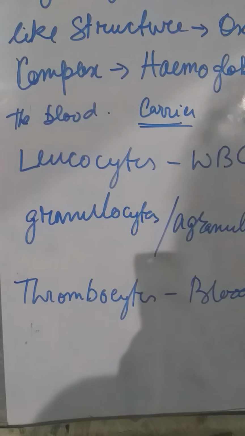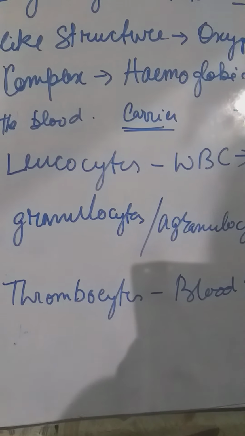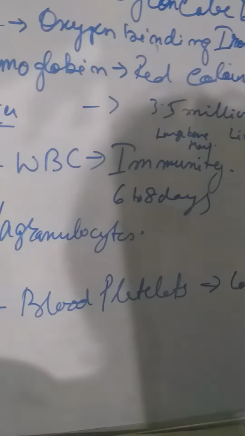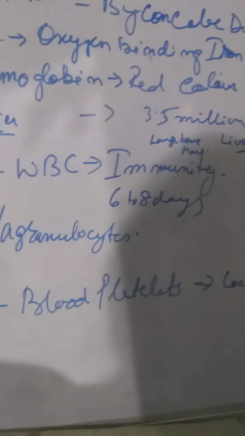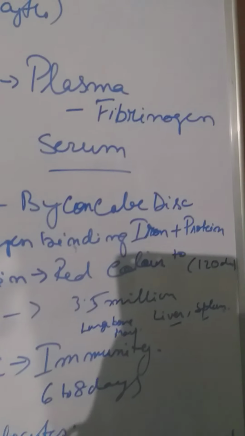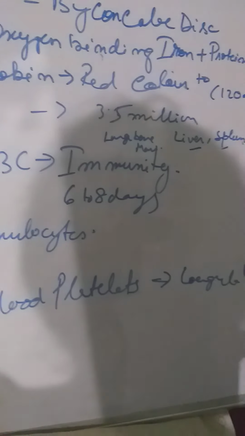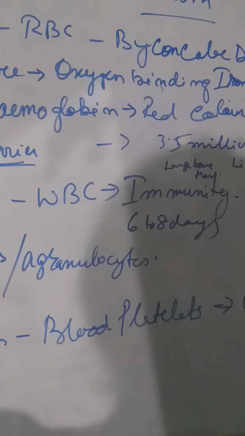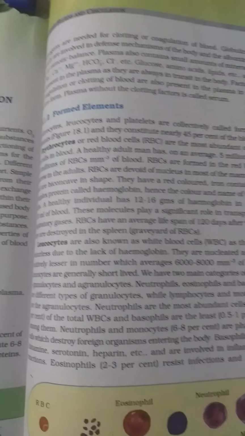And then the last part the blood contains is thrombocytes, which are blood platelets. Along with calcium and the fibrinogen protein present in the blood, they help in clot formation. That means they prevent a large blood loss from the body.